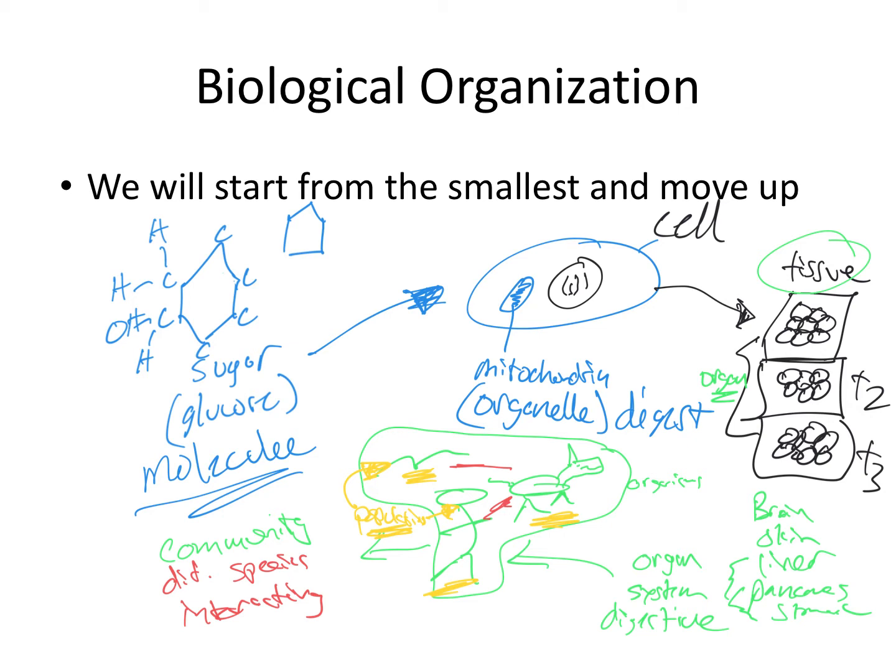Once we take a bunch of communities and put them together, that makes up our ecosystem. And when we have a bunch of ecosystems, that makes up what's called our biosphere. So our biosphere is all of Earth and everything living on it.